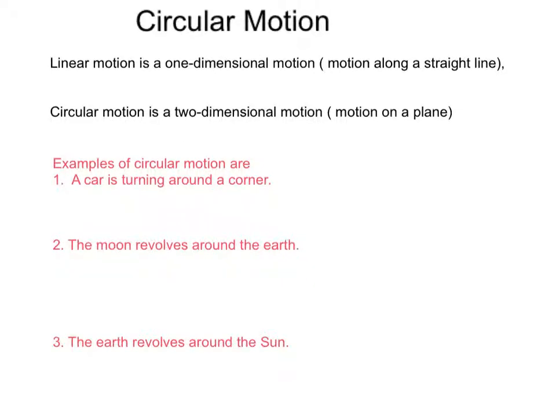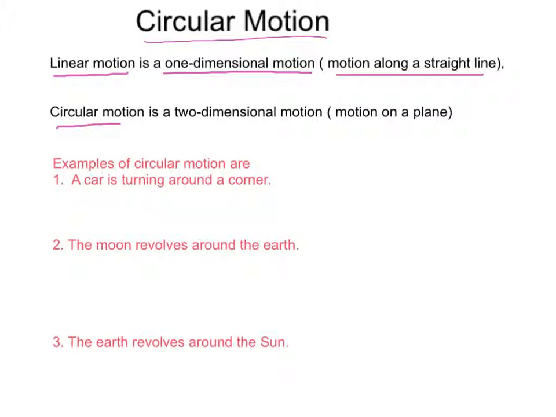In this chapter, you will learn about circular motion, 圓周運動. You have already learned linear motion, 線性運動. Linear motion is a one-dimensional motion. That is, a body always moves along a straight line.